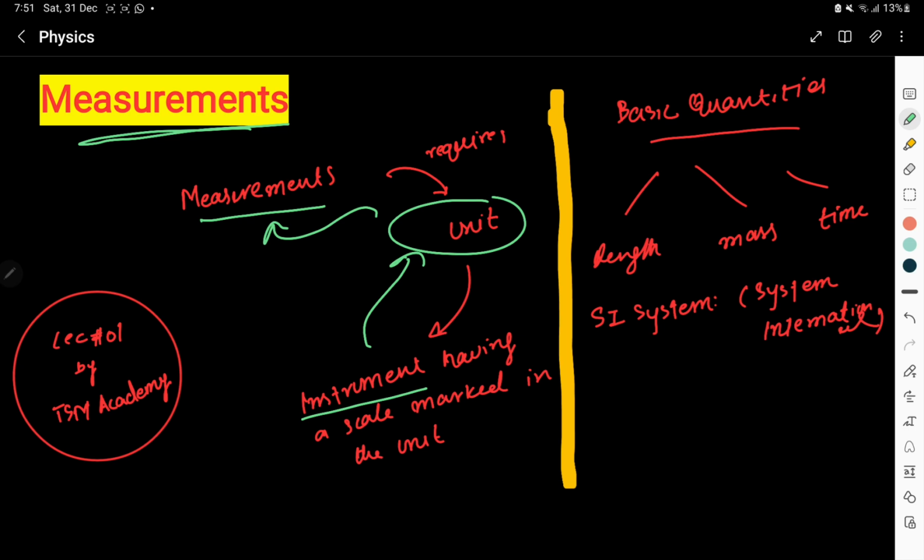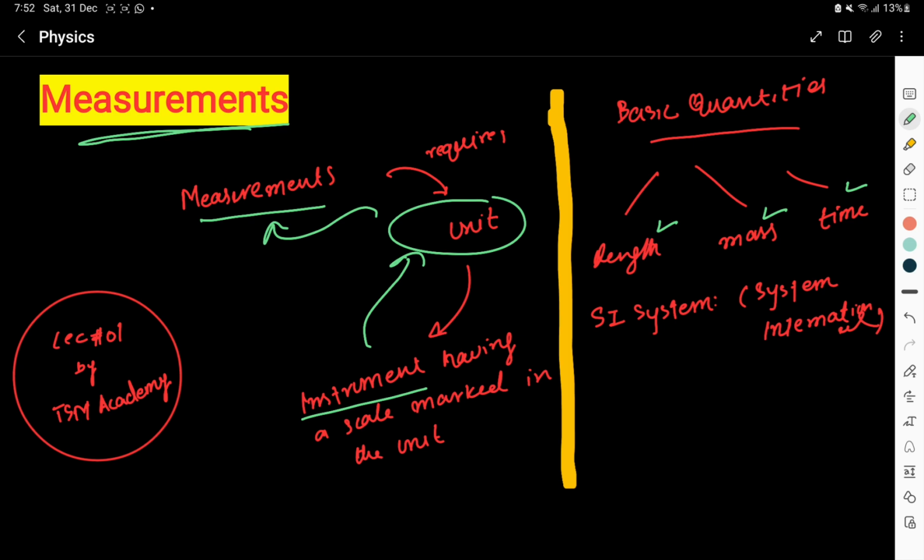So when we are talking about the measurement of different quantities, overall in physics there are certain quantities which are the base of each and everything. There are three quantities which are selected as the basic quantities in physics, and these quantities are length, mass and time. These are the basic quantities. It means these quantities don't depend on any other quantity. However, other quantities depend on these quantities.